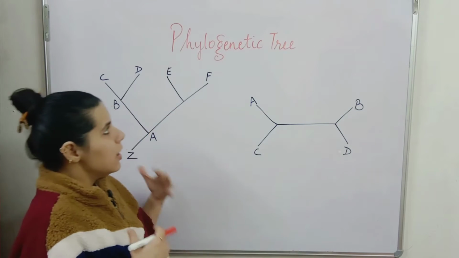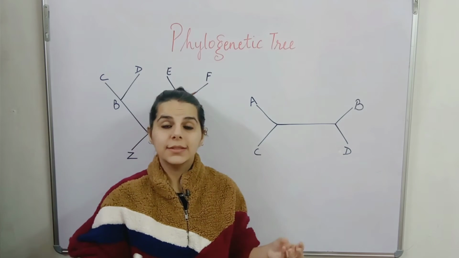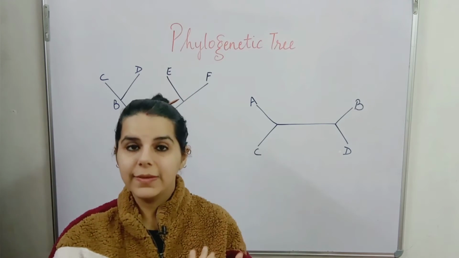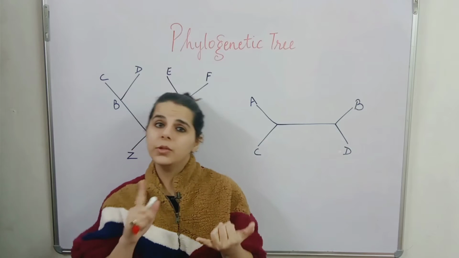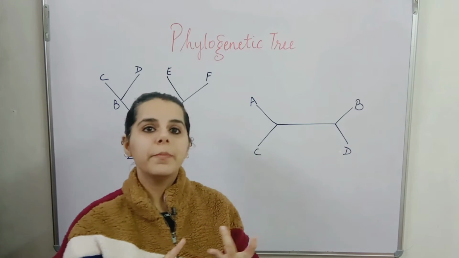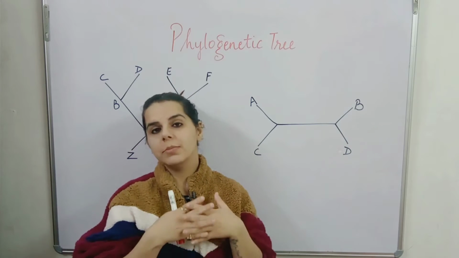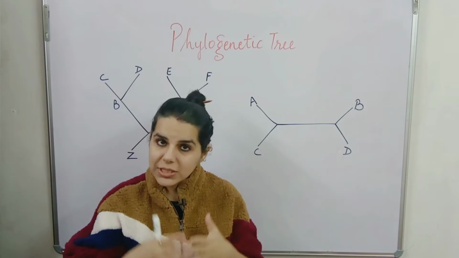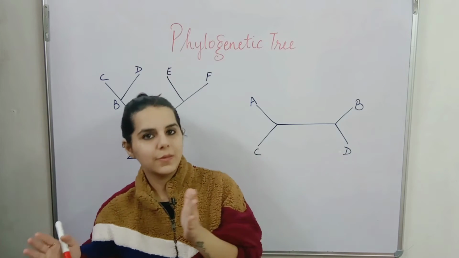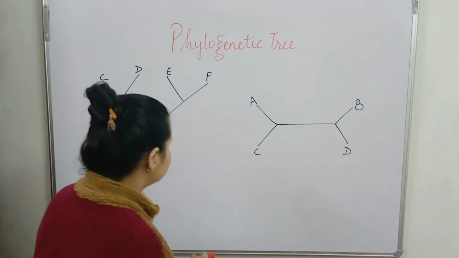So a phylogenetic tree is a diagram that depicts evolution, number one thing, or we can say the evolutionary pathways of different organisms, as well as the closeness, the connection among the different organisms. It tells the connections and the evolutionary pathway also. This is about phylogenetic tree.